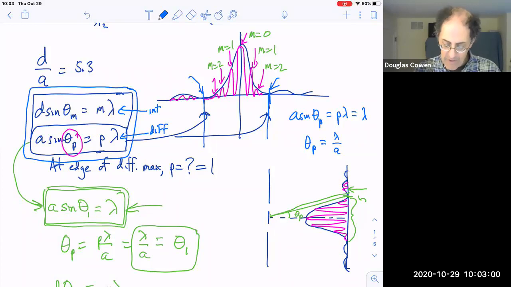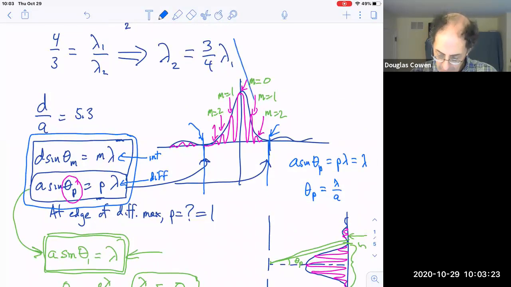Okay, and then the question is, how many of the interference fringes can we fit inside there? In order to determine that, you need to count up how many interference fringes are within an angle theta p, because it's within basically this angle here that we're looking, because that's the angle that points to the first diffraction minimum. We want to know how many interference fringes are inside that region.